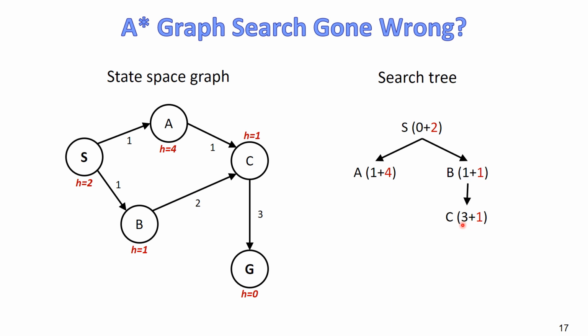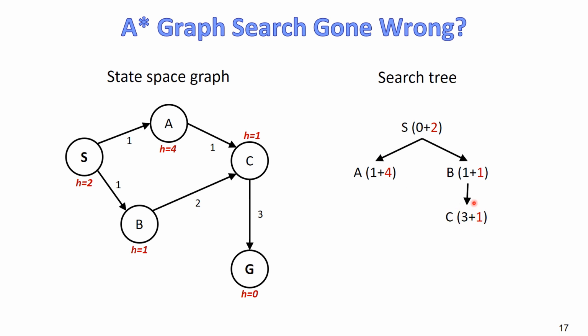So we will expand B to C. C now has the cost of 4. Why is that? Wait a second. This C is coming from S to B. So the backward cost for C here is 3, because we are coming from S through B, so the backward cost is 1 plus 2, and the forward cost is 1, so the total cost is 4.